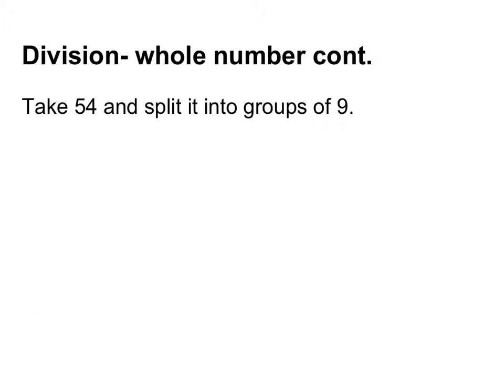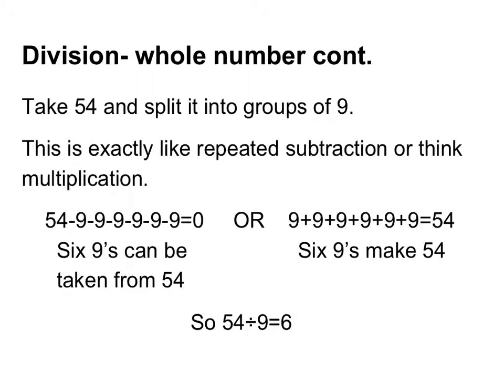Okay, take 54 and split it into groups of 9. Well, this is exactly like repeated subtraction or the repeated addition with the think multiplication. So I'm really trying to figure out how many 9s are inside of 54. There were a couple ways to do that. Remember, we did 54 and then we subtracted a whole bunch of 9s. If I subtract 6 9s, I get 0. Or if we do the adding, I take 6 9s, I add them together, I get 54. So that tells me that 54 divided by 9 is 6.